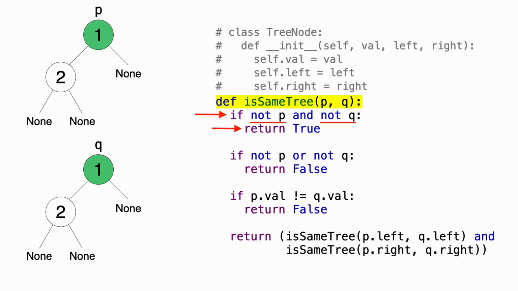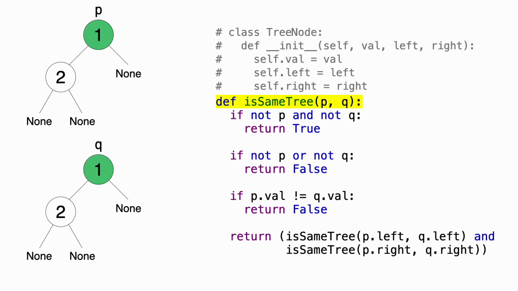This is because if both P and Q are None, then that means we've gone all the way down to the end of a branch, and everything so far has been identical, including the last None. This may be hard to visualize since we haven't actually done the recursion yet, but for now just keep this in mind as the first base case.